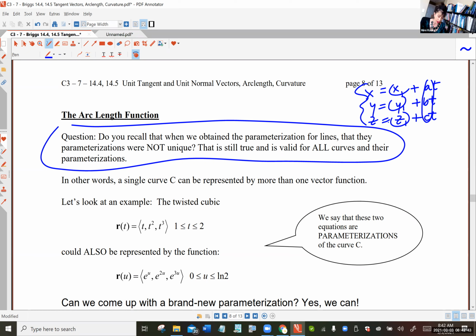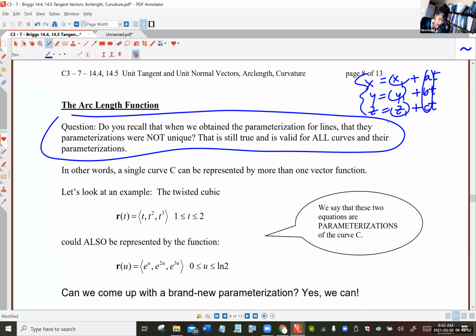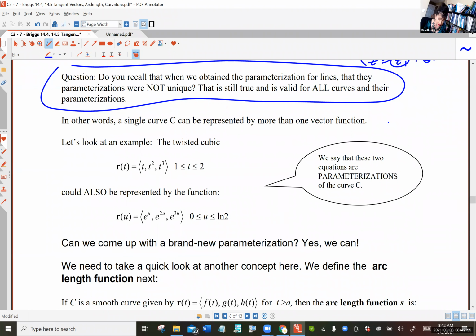So what of it? Well, it turns out there are even more parameterizations than the ones I just told you about. Take a look at this weird example. It turns out that this parameterization, r of t equals t, t squared, t cubed, what we call a twisted cubic, is going to give you exactly the same curve as this one: r of u equals e to the u, e to the 2u, e to the 3u. So u is the parameter now. Only the range is different.